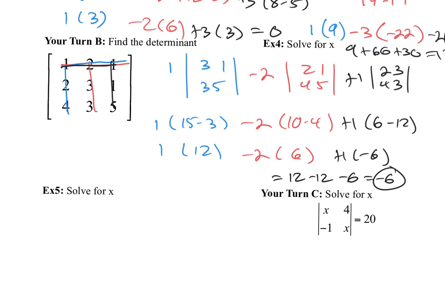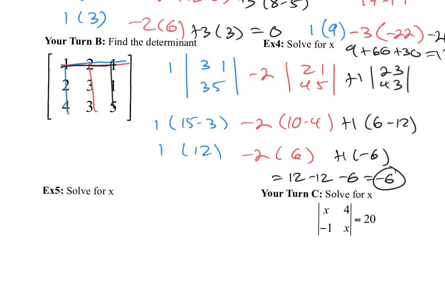And then finally, we have our first row and our third column. When we cross that off, we're left with 2, 3, 4, and 3. And then we're going to cross multiply and subtract, getting us 1 times -6. And when we combine all of our values, we got a final answer of -6.